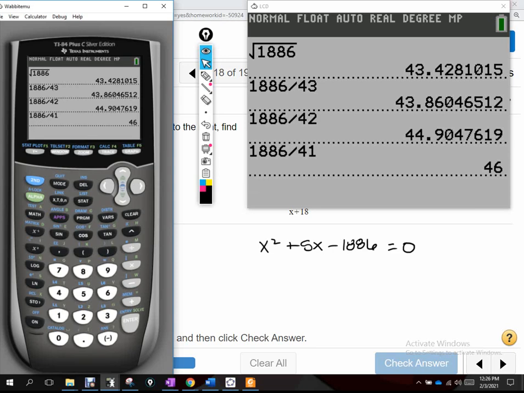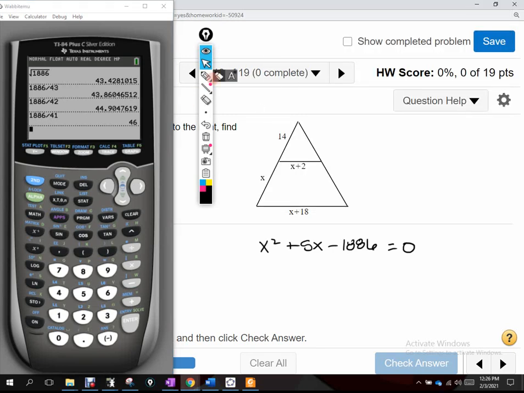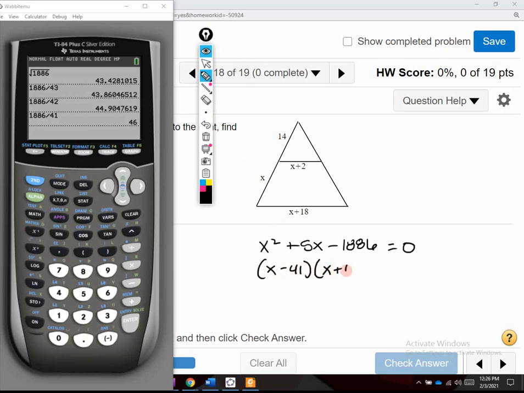So 3 iterations of division there produced our 2 factors, 41 and 46. So it'd be x minus 41, x plus 46, and we've got it factored. Does that make sense?